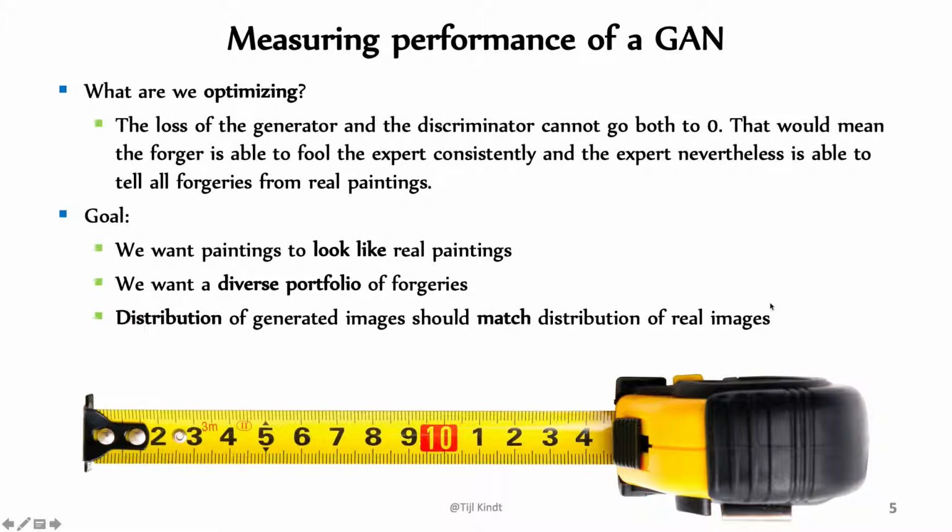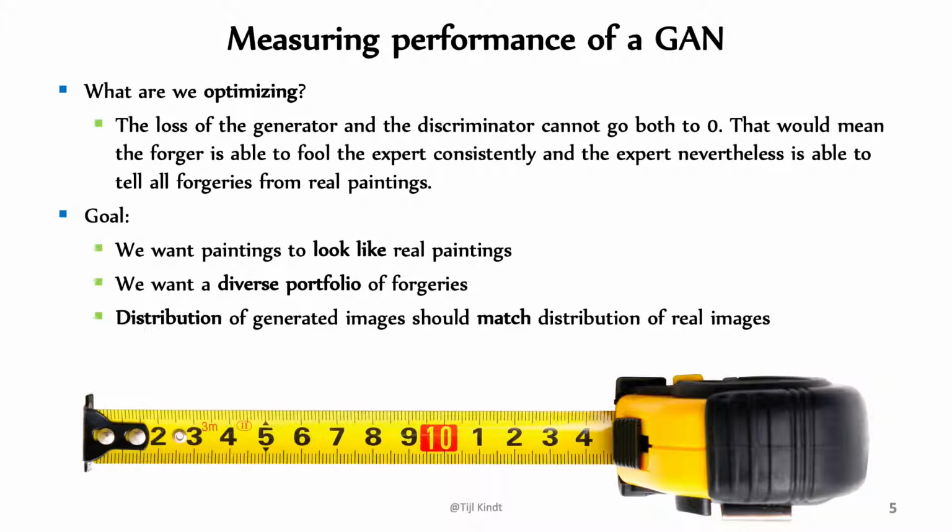But what are we optimizing really when we train a GAN? Neither the loss of the generator nor the loss of the discriminator are going to go to zero at the same time. Because if they would both go to zero, it would mean that the forger is able to fool the expert consistently, and the expert nevertheless is able to tell all the forgeries from the real images. So that can't happen at the same time.